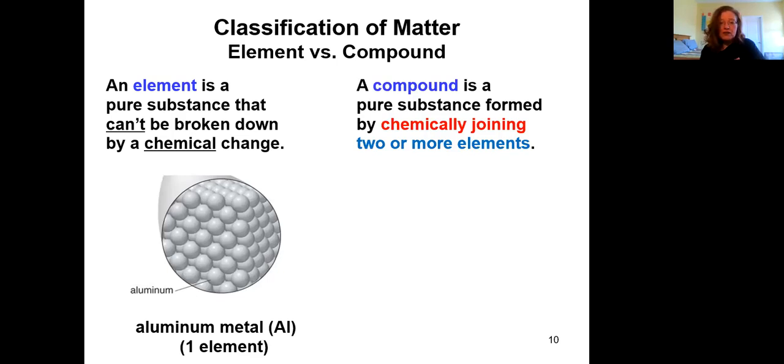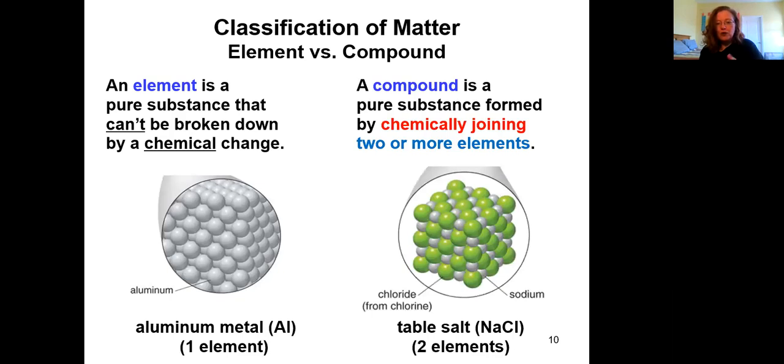A compound is a pure substance that's formed by chemically joining two or more elements. And later we're going to watch how that chemical joining of the elements creates completely different properties.